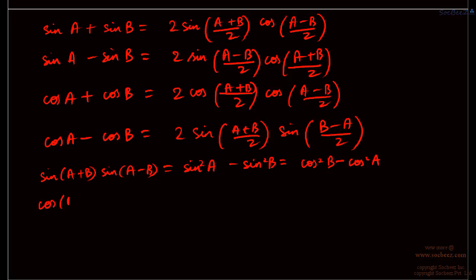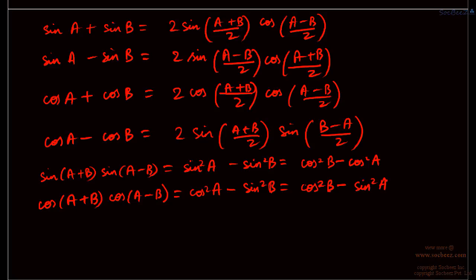And similarly, cos of (a plus b) into cos of (a minus b) can be written as cos square A minus sin square B. It's not cos square B, it's minus sin square B, or it can be written as cos square B minus sin square A.